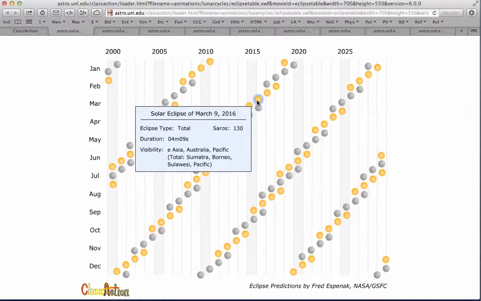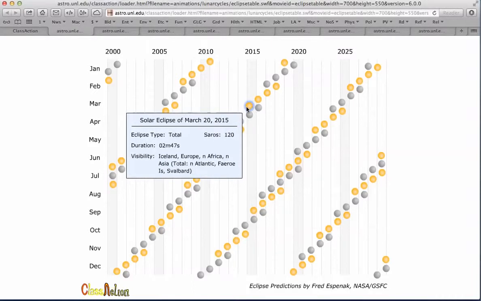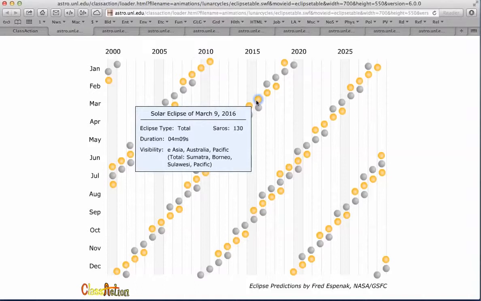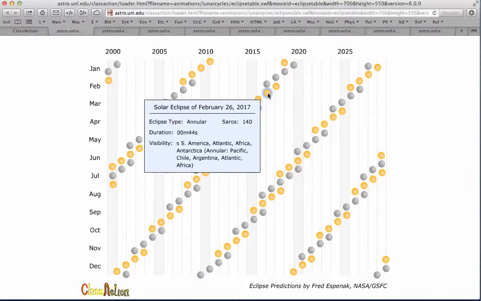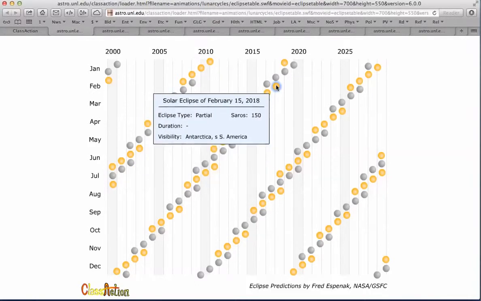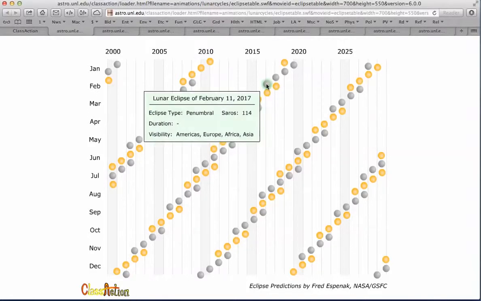Take a look. Do we get to see any of these in the United States? Nope. Nope. Nope. Kind of sad. Let's look at the lunar eclipses for comparison.